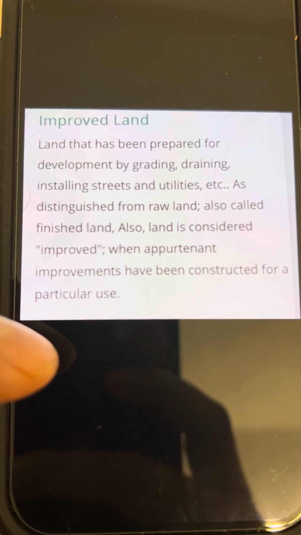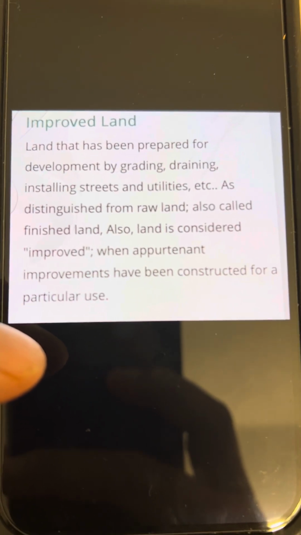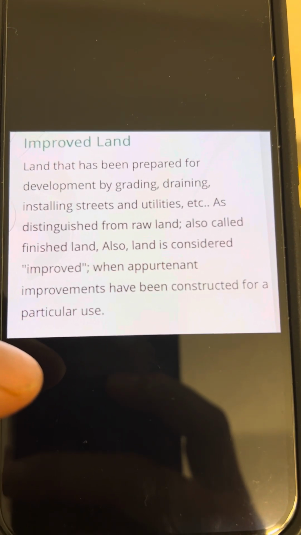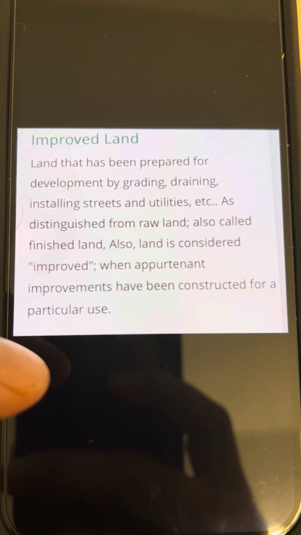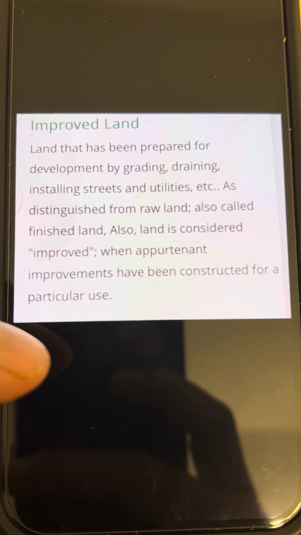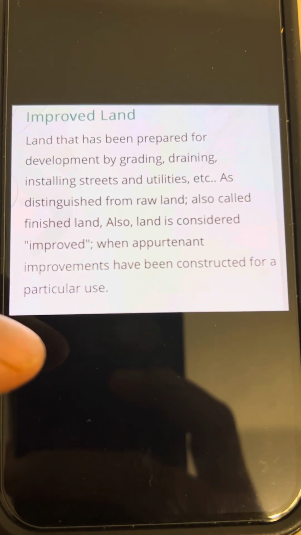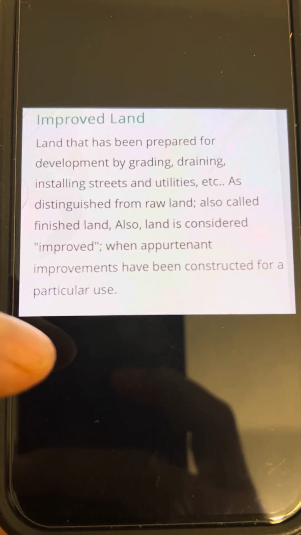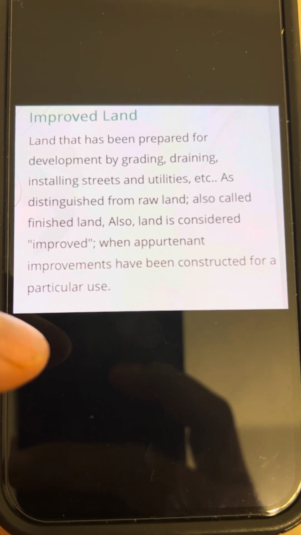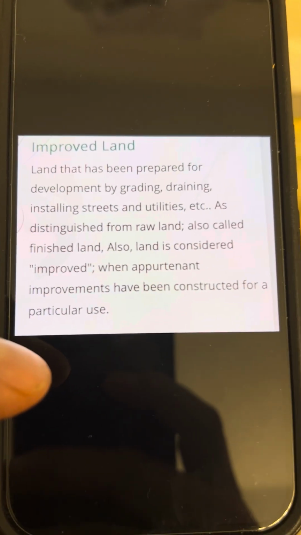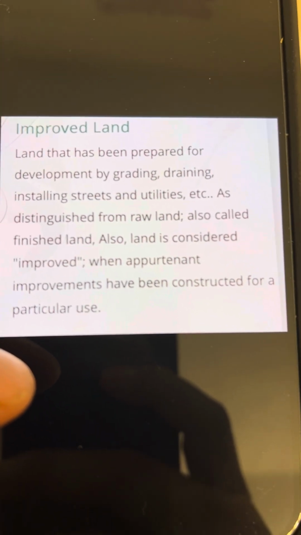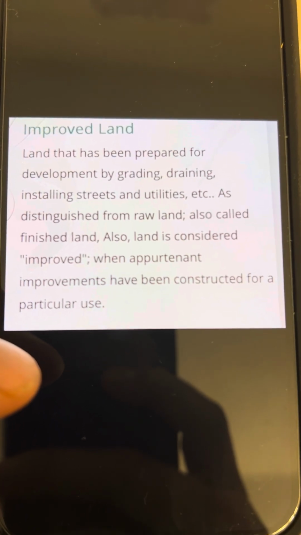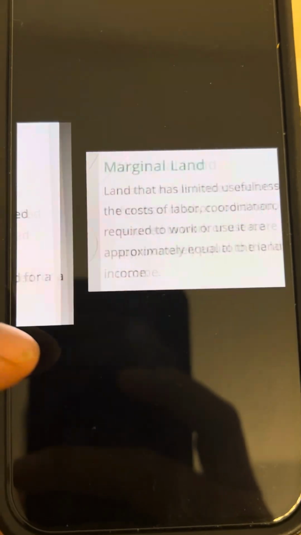Number 9, land that has been prepared for development by grading, draining, installing streets and utilities, as distinguished from raw land, also called finished land. Also, land is considered improved when pertinent improvements have been constructed for a particular use. The answer is improved land.